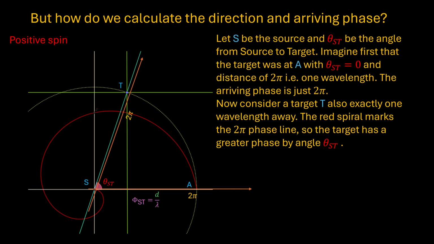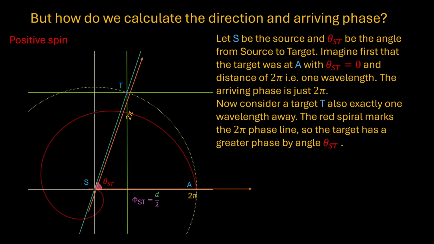A little further thought makes it clear that the amount of extra phase is exactly theta st, because if we move the target right round the circle and back to A, we get 2 pi, or equivalently 0, which is what we already know it must be.